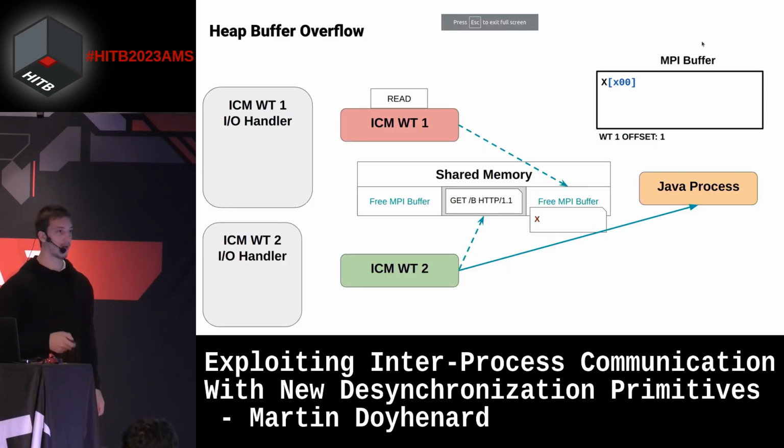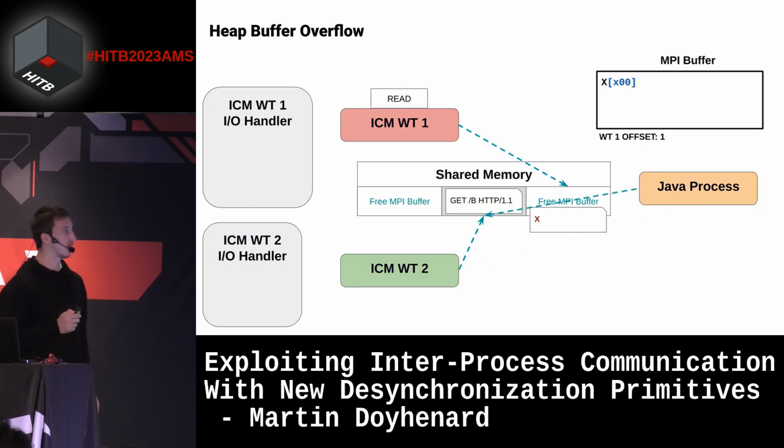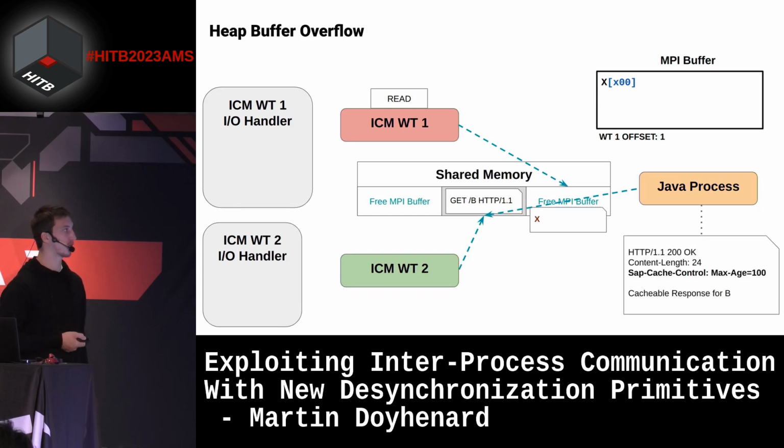Okay, so finally, I'm going to explain how to use this vulnerability to actually perform a heap buffer overflow, and then, of course, try to get remote command execution. So again, we said that we were able to hijack a buffer. The worker thread 2 already issued a request. It was sent to the Java process, and now the Java process is going to generate a response. We haven't tampered anything yet.